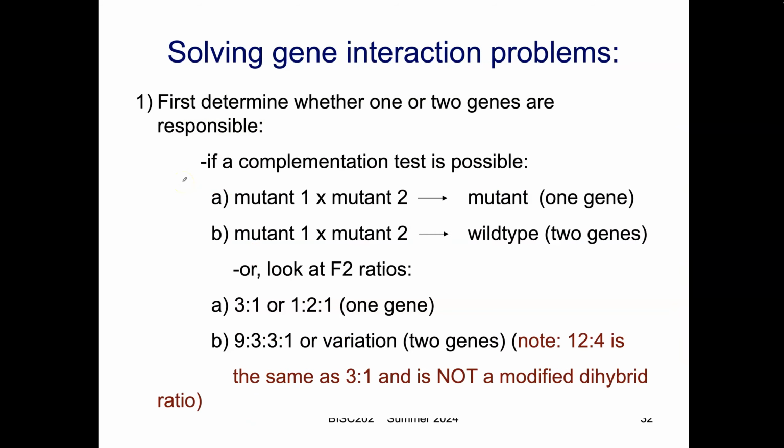So when we're thinking about gene interaction problems, the first thing you want to do is determine whether you have 1 or 2 genes that are responsible, right? If a complementation test is possible, or if you've got information about that, then you can determine 1 gene or 2 genes. Or you should be given data about crossing F1s to each other, and then you would look for the kinds of ratios that you would expect if there's 1 gene or 2 genes, right? And once you have something that's obviously a modified dihybrid ratio, or obviously a 1:2:1, then you can decide what kind of ratio you're looking at.